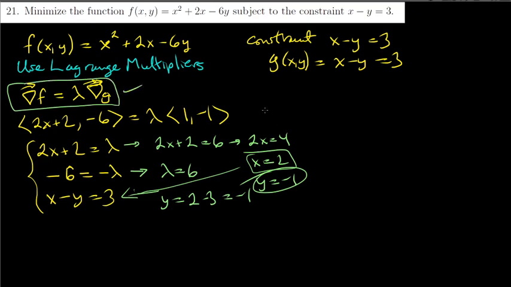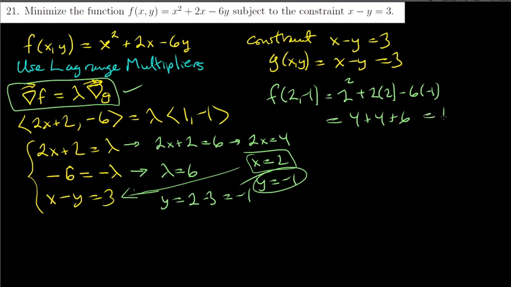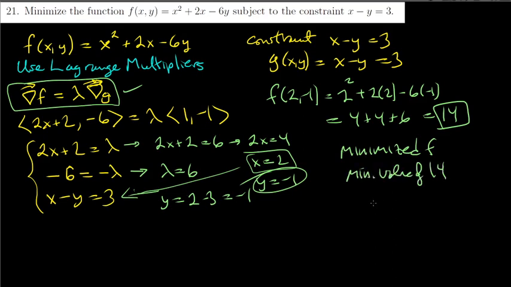Sorry, my mistake. In any event, when you plug (2, -1) into the original function, you still get 14, I hope. Yep, 4 plus 4 plus 6 is 14. So we minimized f, and the minimum value is still 14. And it occurs at the point (2, -1).